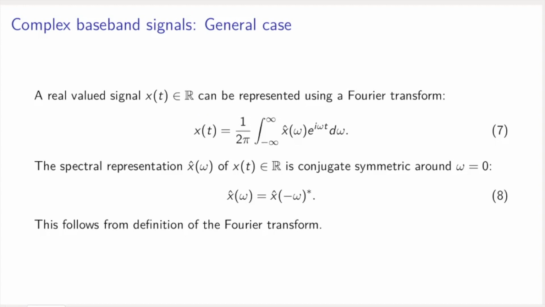Let us now derive a general definition for complex baseband signals. We start by representing a real-valued signal x of t with the help of a Fourier transform. Here, X of omega is a spectral representation of signal x of t. Because our signal is real-valued, we know that the spectrum is conjugate symmetric. This follows from the definition of the Fourier transform. The negative frequency spectral components are conjugated versions of the positive frequency spectral components. This means that only half of the spectrum contains all of the phase and amplitude information of the original signal.